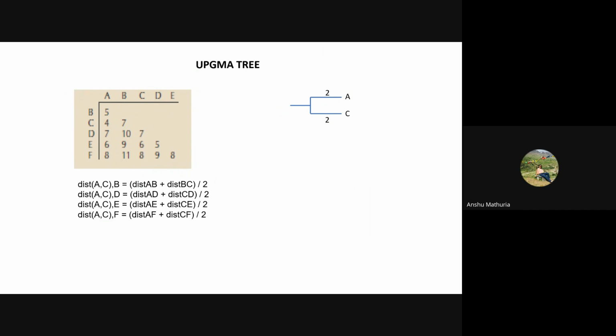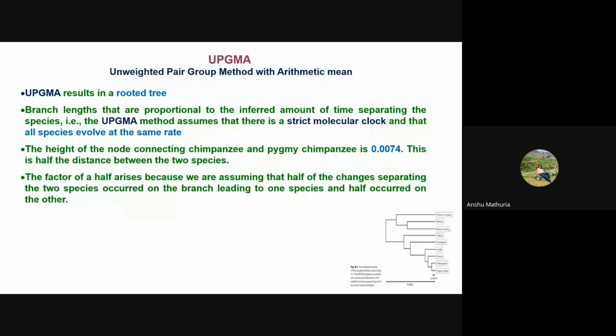Yes, ma'am. Okay. First I will give an overview of the UPGMA tree. UPGMA stands for unweighted pair group method with arithmetic mean. UPGMA always results in a rooted tree, and it assumes a strict molecular clock, that is, all the species evolve at the same rate. This is how your rooted tree should look: you should have a root, a base ancestor from where all the other species evolved.